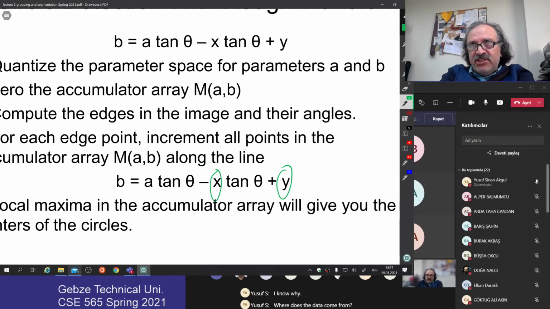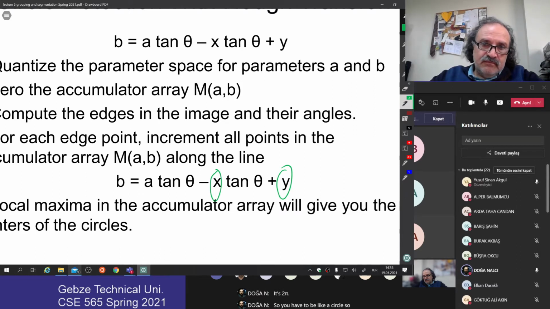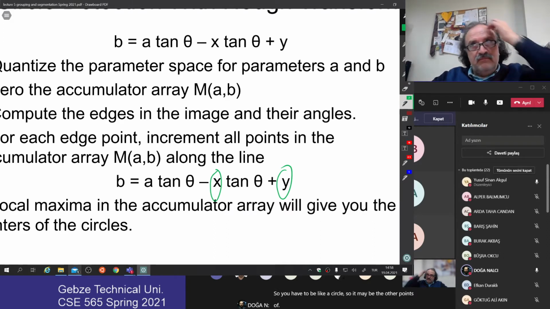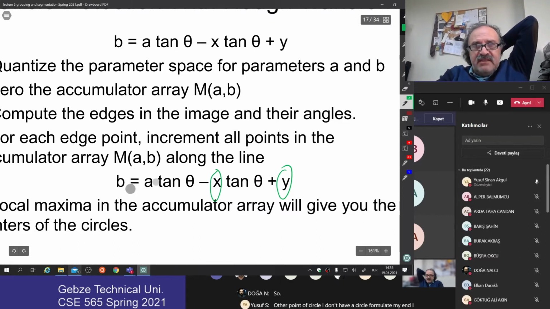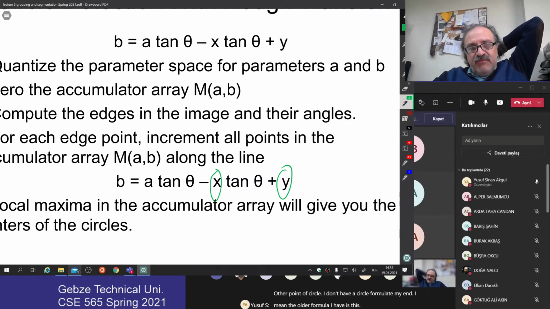I said that I'm going to change theta from 0 to 2 pi, right? Where does the theta come from? If it's 2 pi, it has to be like a circle, so it may be the other point of the circle. Other point of circle? I don't have a circle formula in my hand. The older formula I have is this. I know x and y from the edge x and y. Where does the theta come from?